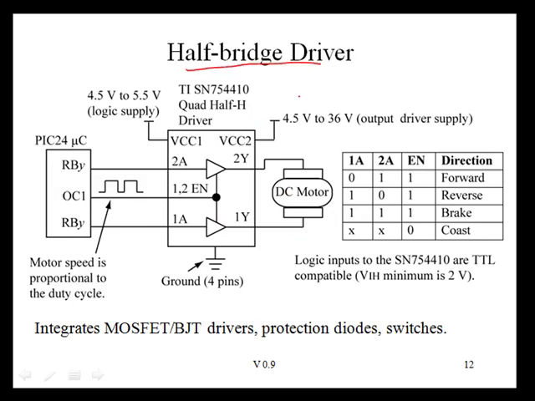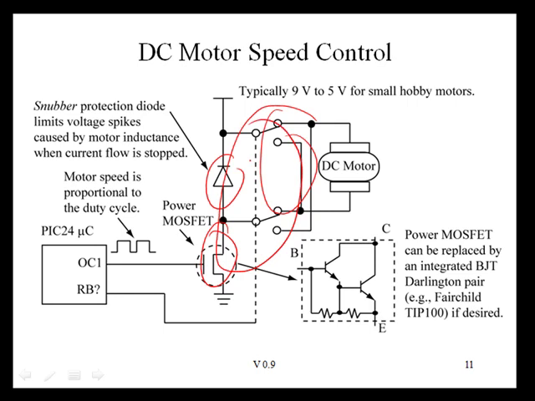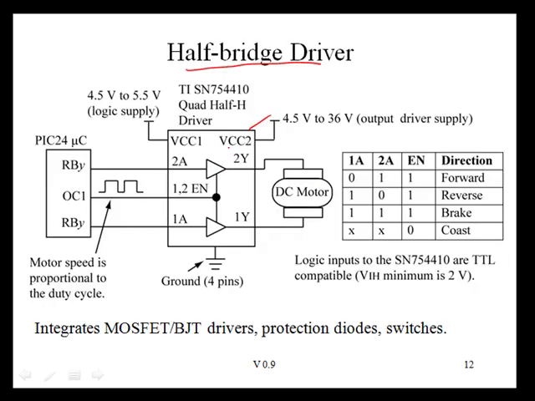A half-bridge driver is an integrated circuit that takes all of these electronics here and integrates them into one handy package for controlling the speed and direction of a DC motor. A TI SN754410 quad half-H driver allows us to control both the direction of the motor via these two pins here, 2A and 1A, as well as the speed of the motor via this pulse width modulated input right here.